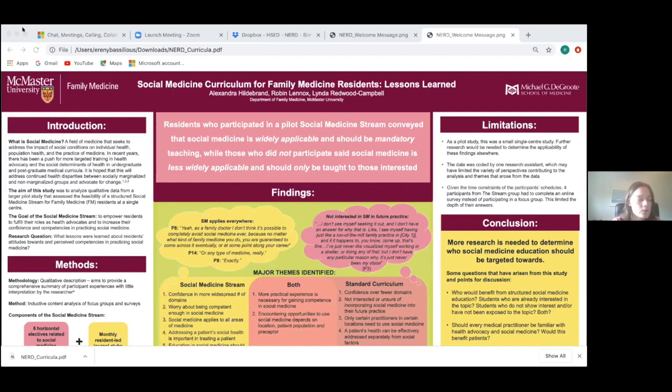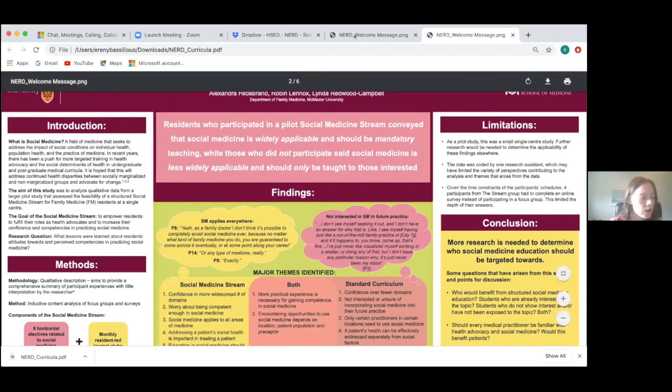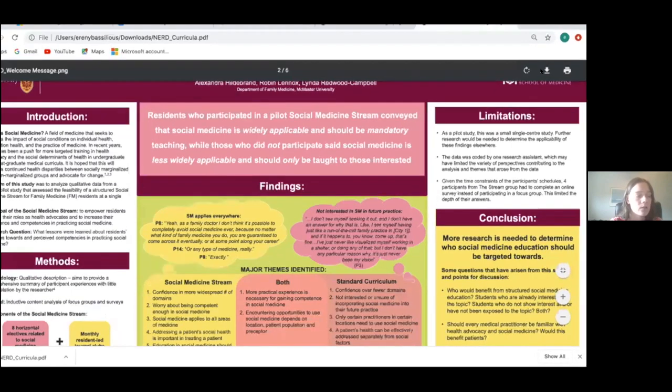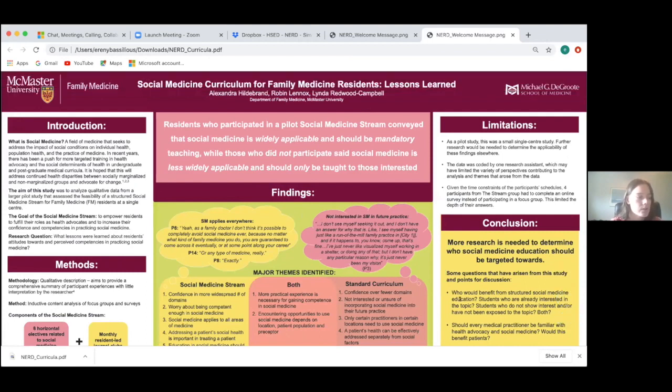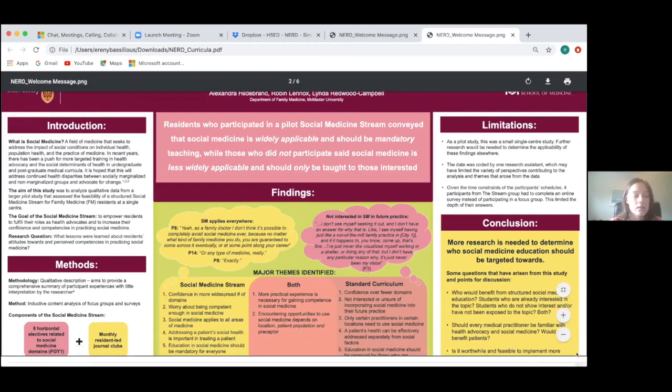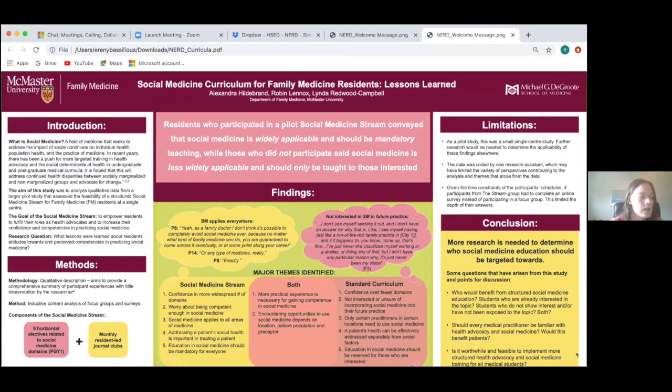So the aim of this research was to analyze the qualitative data from a pilot study that set out to assess the feasibility of a structured social medicine stream within postgraduate family medicine training. The goal of the social medicine stream was to empower residents to fulfill their roles as health advocates and to increase their confidence and competencies in practicing social medicine. So this study basically focused on the lessons learned about residents' attitudes and perceived competencies in practicing social medicine.